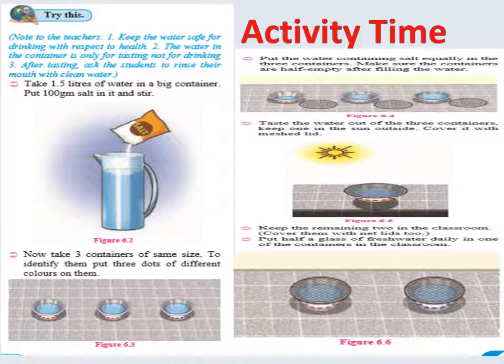Keep the remaining 2 in your room. Cover them with net lids too. Put half a glass of fresh water daily in one of the containers in the room. So in one of the containers you can put fresh water daily. Any one container you can do it.